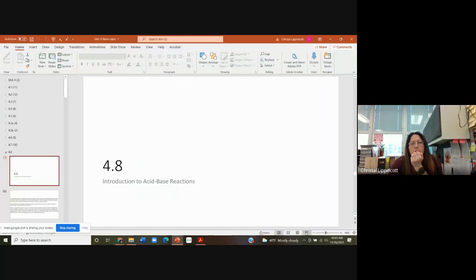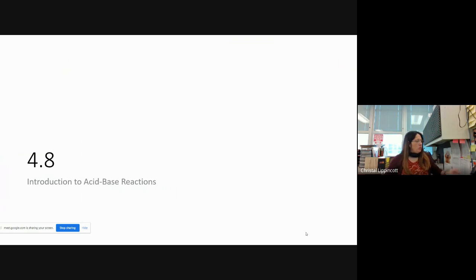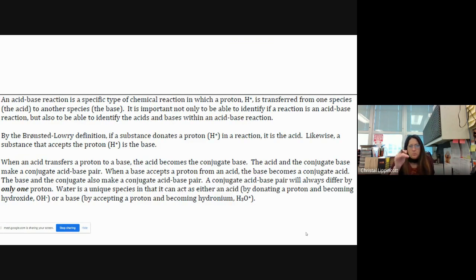Okay, 4-8. We are almost to the end of this unit. We end at, I believe, 4-9, so we're getting very close. We're going to talk about acid and base reactions today then.